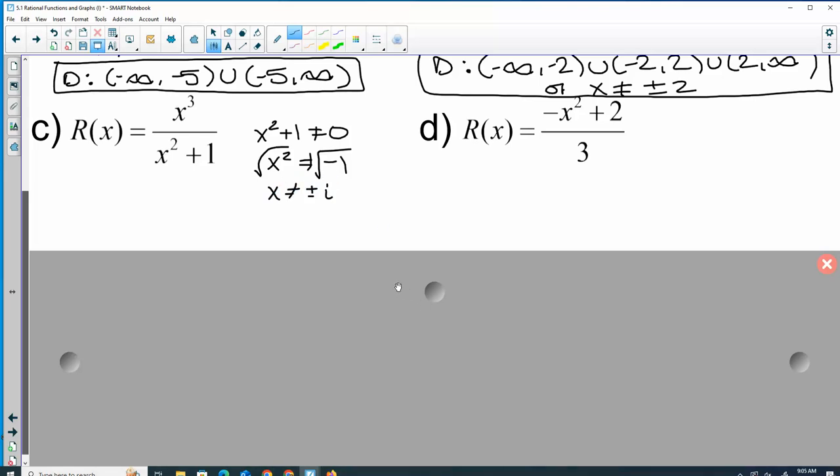When we draw graphs, can we graph imaginary numbers? No, we're only talking about real numbers. So if the only things x can't be are imaginary, what do you think our domain is?